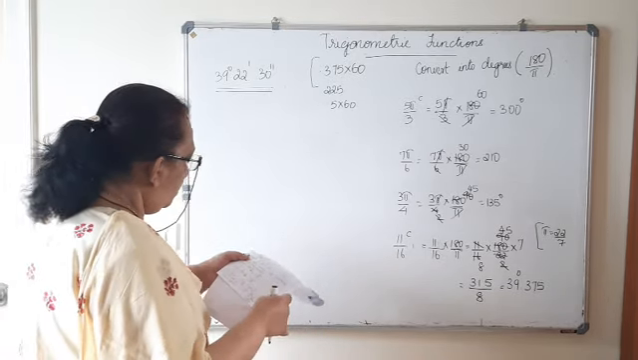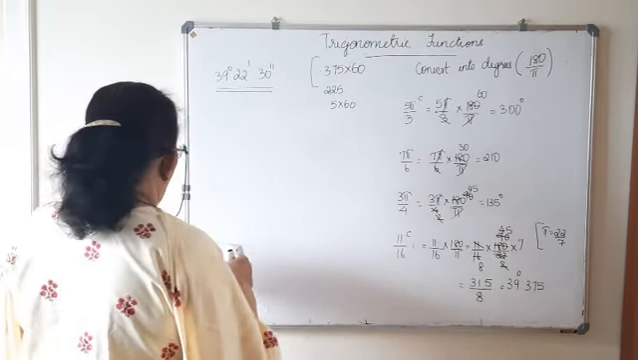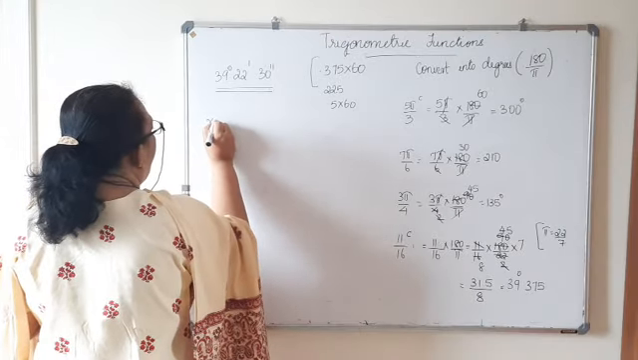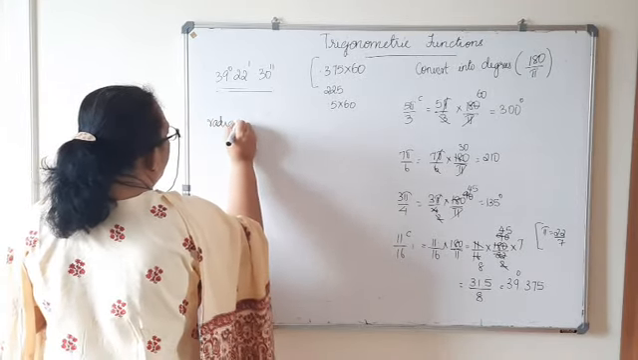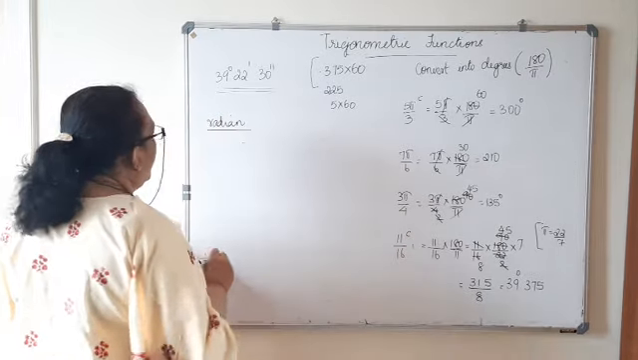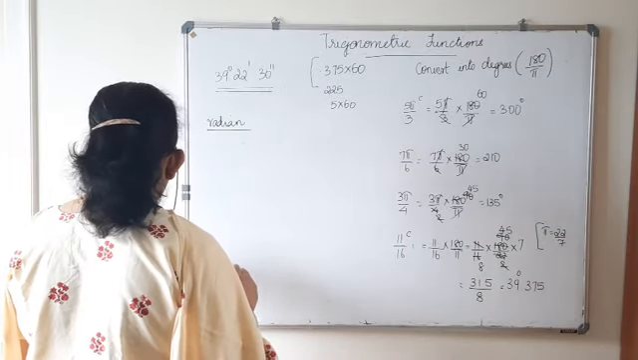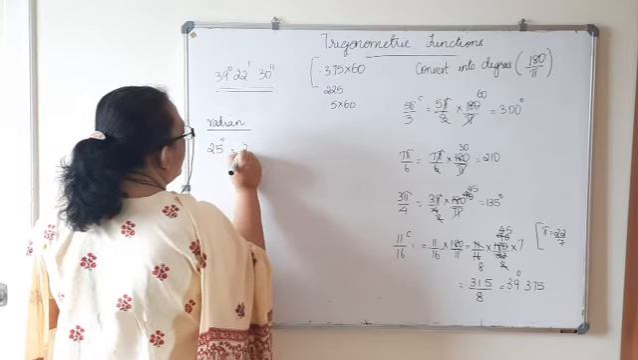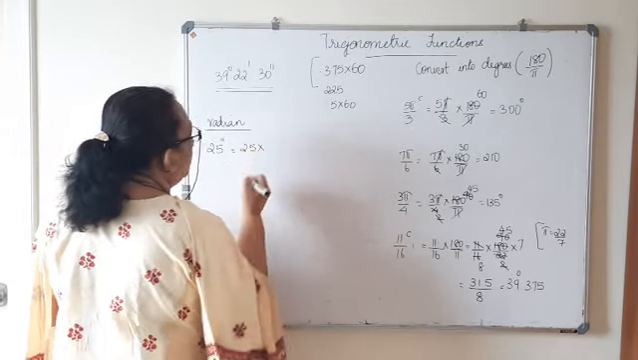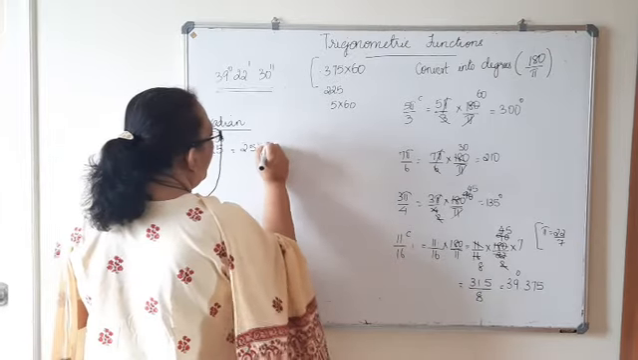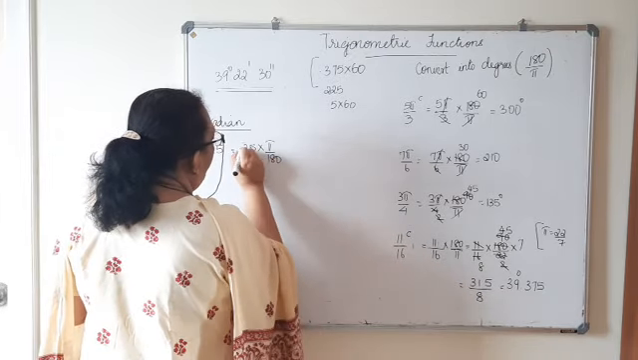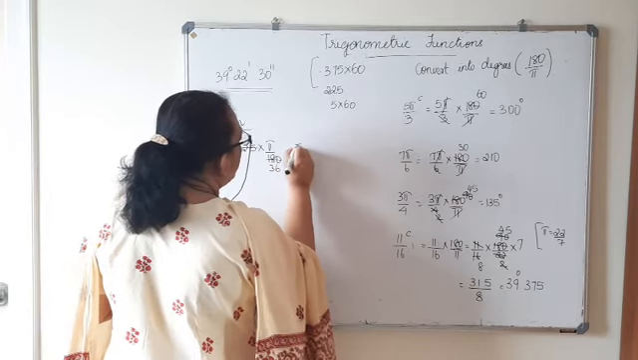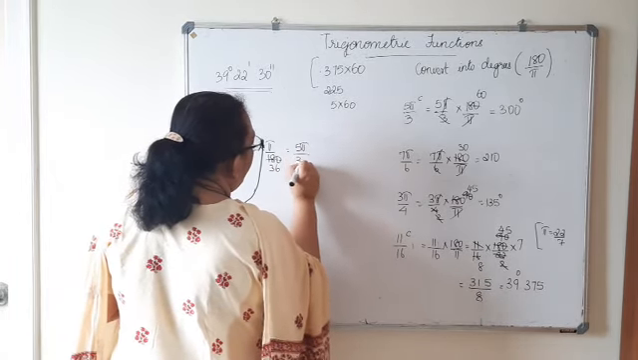Now, next one, radian. Convert it into radian measure. 25 degrees is equal to 25 into pi by 180. 5 5s are 25, 5 36s are 180. That is equal to 5 pi by 36 radians.